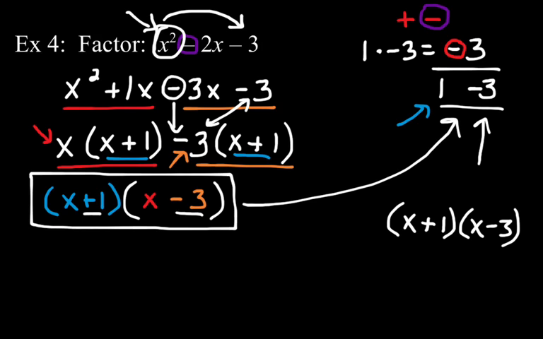Okay? But even if it doesn't have another number in front of it, you can still use this factoring by grouping and it will always work. So that's why I showed you the factoring by grouping. It will always work if your quadratic is factorable.